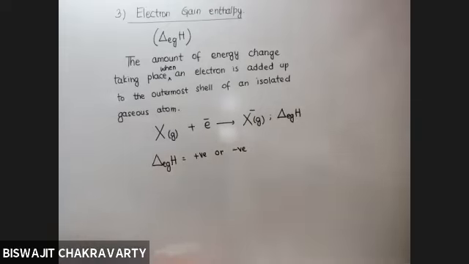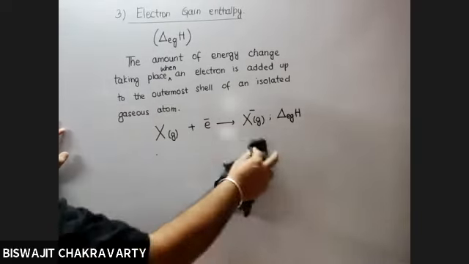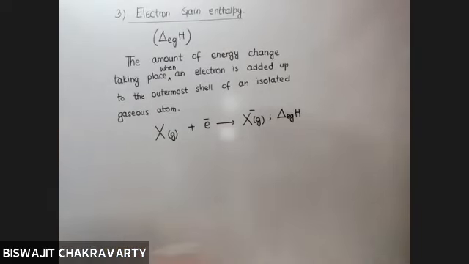Yes, sir. So which kind of atoms do you think will show negative or high negative delta EGH value? Which kind of atom do you think releases great amount of energy after accepting the electron? Or it can pay a huge amount of energy to accept that electron. Which type of atoms are they? Halogens. Because they are badly in need of electron, isn't it? Yes, sir.